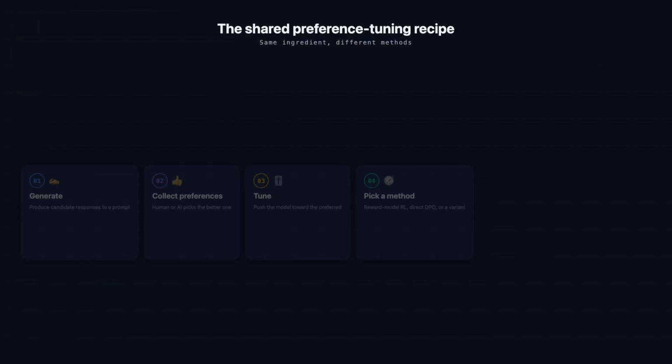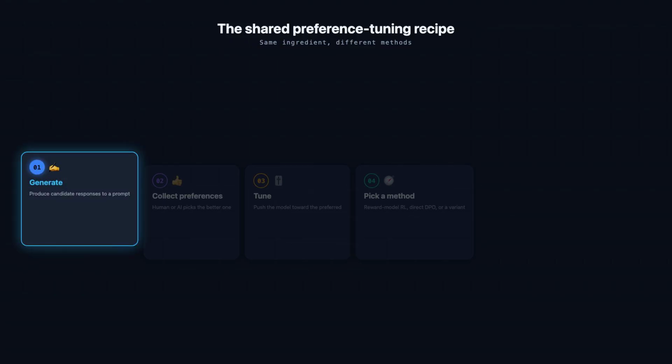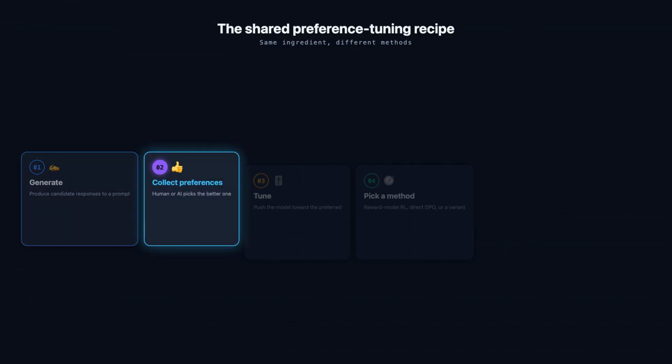Underneath every method in this family sits the same four-step recipe. Change the details and you get RLHF, DPO, or a cousin. Watch the loop. It starts by generating candidates. Take a prompt and have the model produce two or more responses. These are the raw material, different attempts at the same request, and someone or something now has to judge which of them is better. Collect preferences between them.